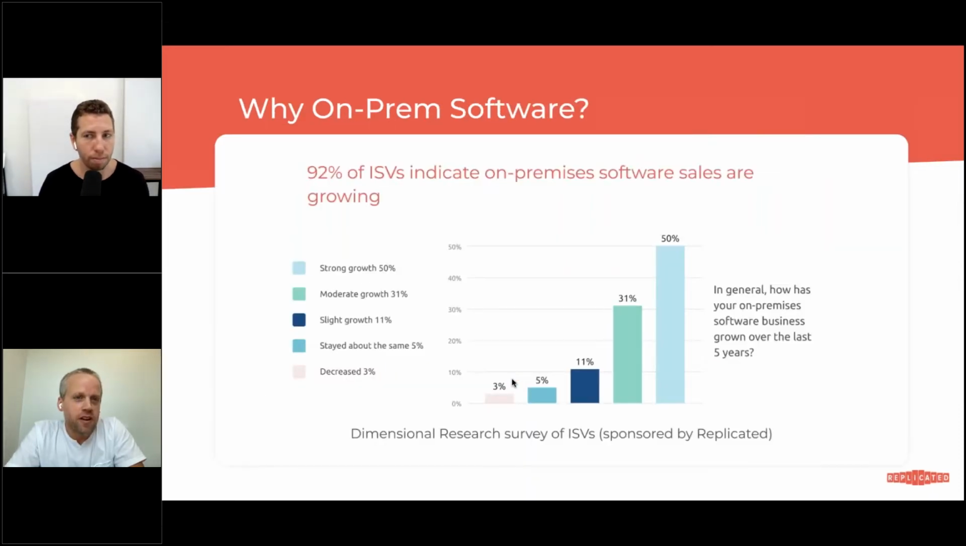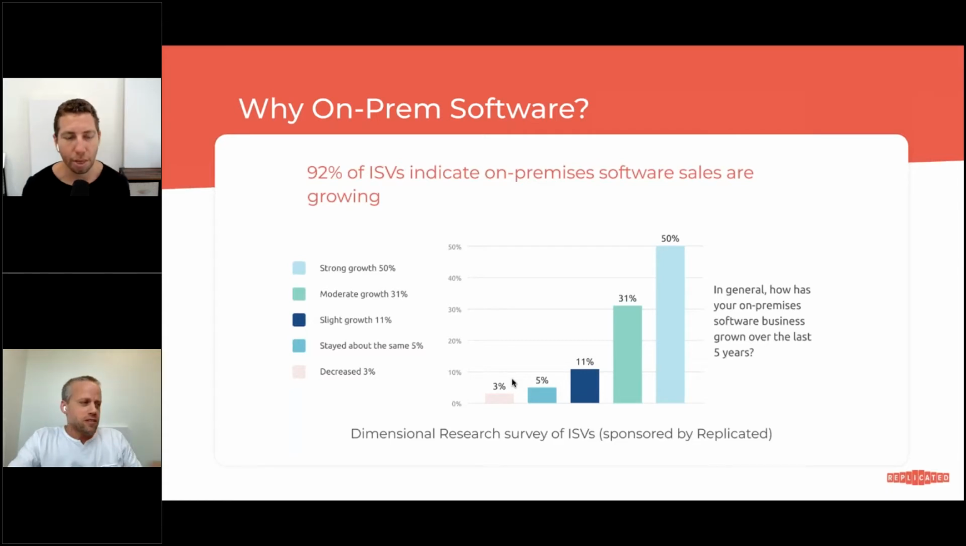Before we get started, I think it's important to talk a little bit about what on-prem software is, and is this a dying trend or legacy, or is this the future of software? It's going to require a couple of definitions of what modern on-prem software is versus legacy on-prem. We at Replicated have recently worked with Dimensional Research to conduct a survey of independent software vendors about the future of on-prem software, whether it's growing or shrinking, and what they're seeing. And here we have a few of the results of this survey.